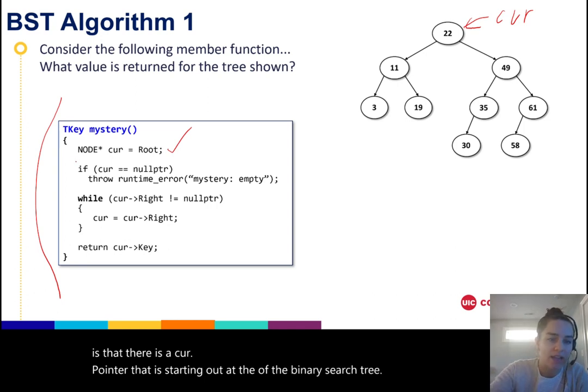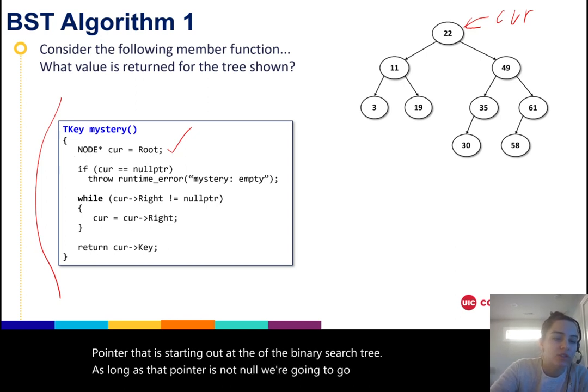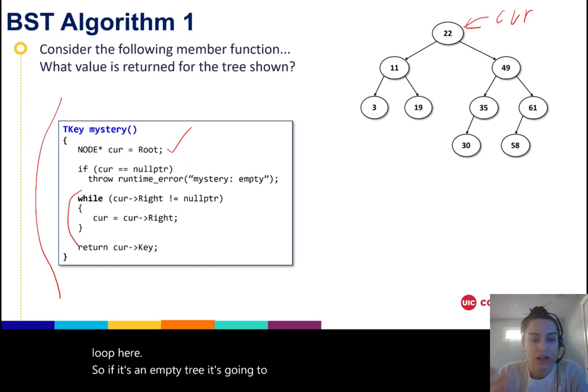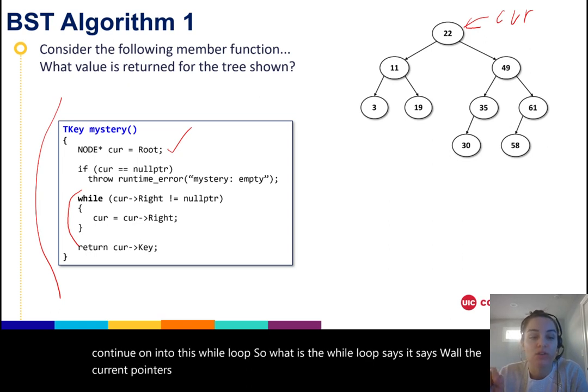As long as that pointer is not null, we're going to go ahead and move into this loop here. So if it's an empty tree, it's going to stop, and if it's a non-empty tree, it's going to continue on into this while loop. So what does the while loop say? It says while the current pointer's right pointer is not null, go right. So basically it's saying if the current pointer has a right pointer, go to it.